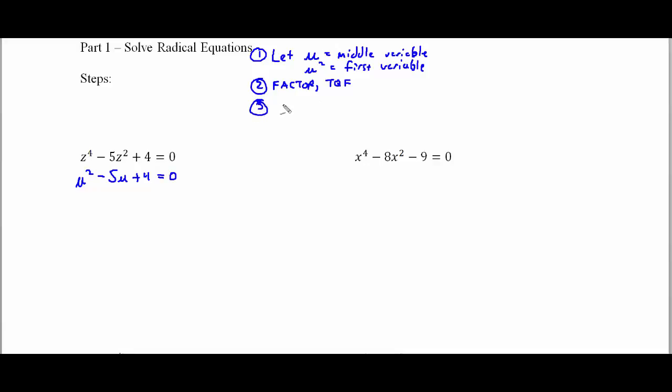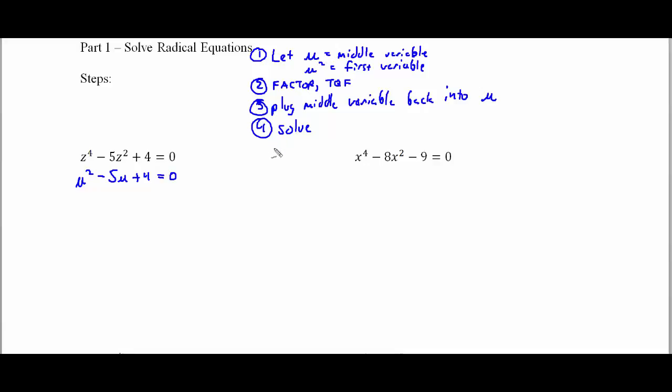Now once we factor or use the quadratic formula and finish, we're going to plug the middle variable back into the problem. So let's just write that out. Plug the middle variable back into u. And then we're going to solve that problem. I know I've just kind of written this down here, but I think it's best to actually see steps 2, 3, and 4 straight out. So let's get into this, and we'll have 6 examples that run through these 4 steps.